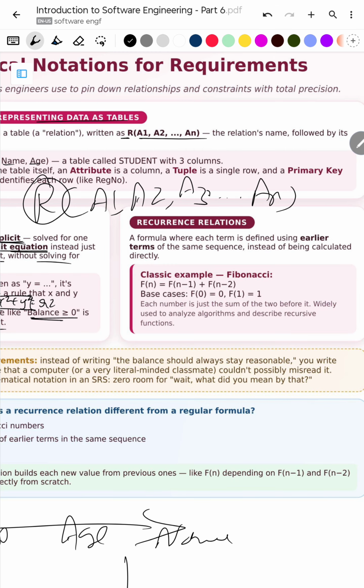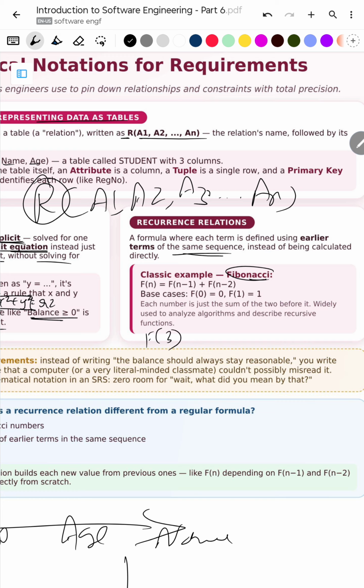Now let's see recurrence relations. A formula where each term is defined using earlier terms of the same sequence instead of being calculated directly. Fibonacci series: we have all heard this, right? F of n is f of n minus 1 plus f of n minus 2. The base cases are f of 0 equals 0 and f of 1 equals 1. So each number is just the sum of the previous two numbers behind it. Widely used in algorithms.